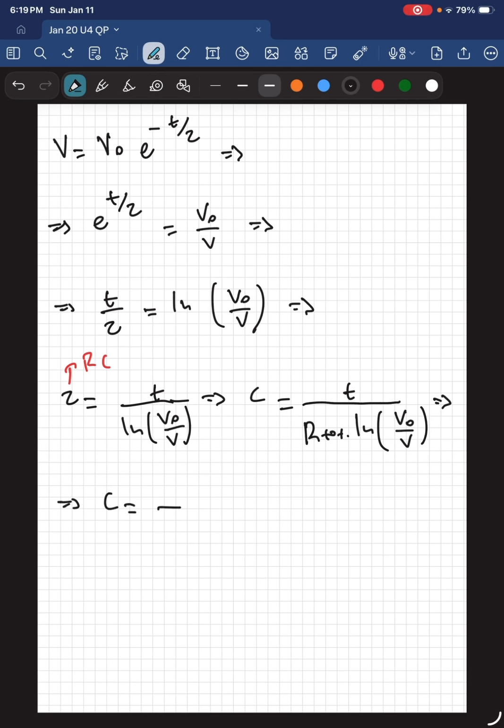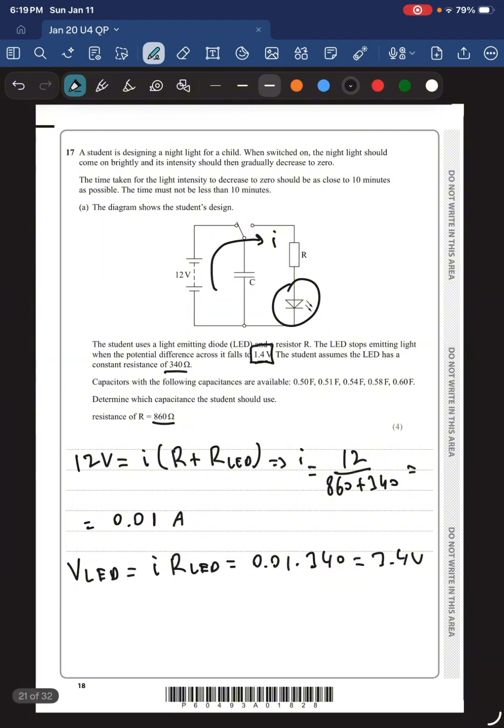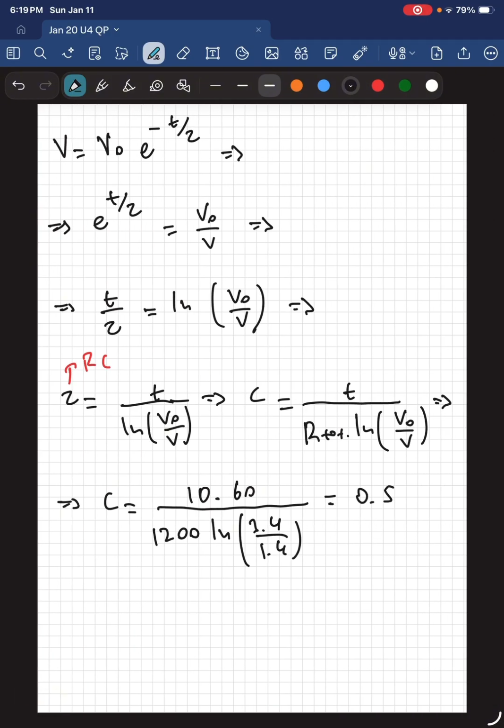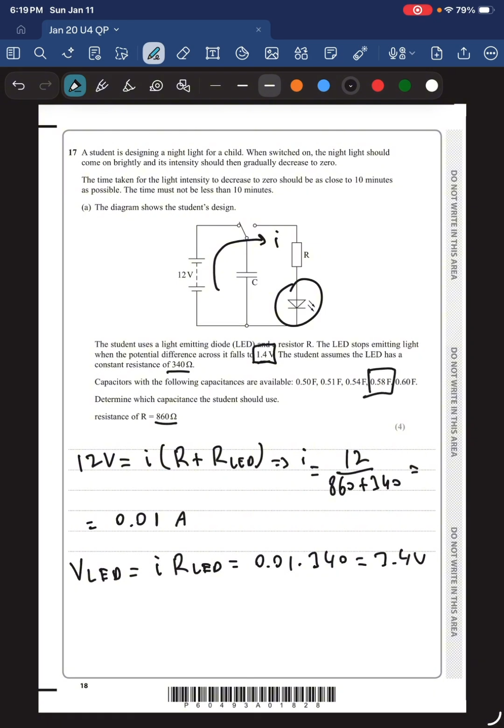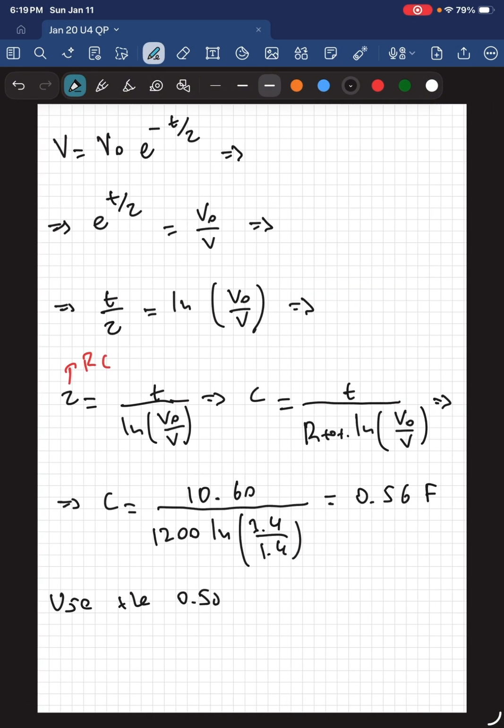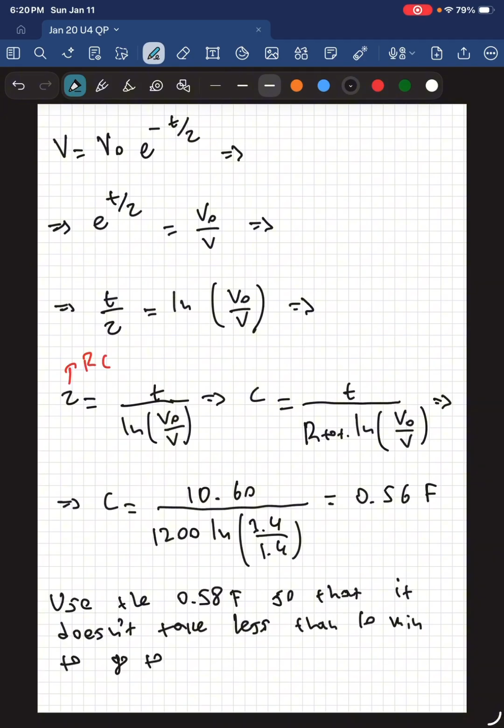So C is, the time is 10 minutes times 60 seconds. The total resistance is 1200 ohms. And then we have ln of 3.4 over 1.4, which is what they tell us, okay? And this calculates to 0.56 farads. Therefore, we need to use this capacitor, the 0.58 farads. So use the 0.58 farads so that it doesn't take less than 10 minutes for the light to switch off.